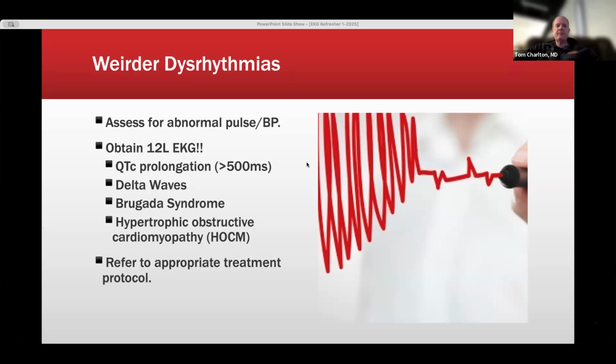So, all right, let's look at some of these weirder dysrhythmias. Whenever we've got some sort of an abnormal pulse or blood pressure, it's really important that we get a 12-lead EKG. These 12 leads may show us something that is unexpected, and we'll talk about a couple of these cases.